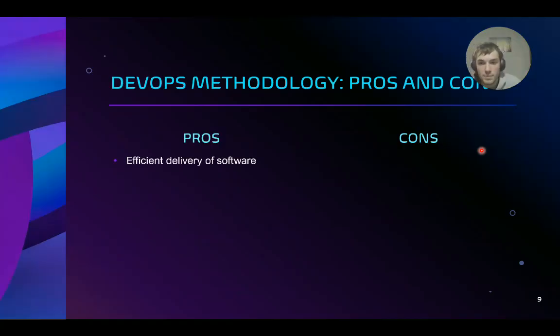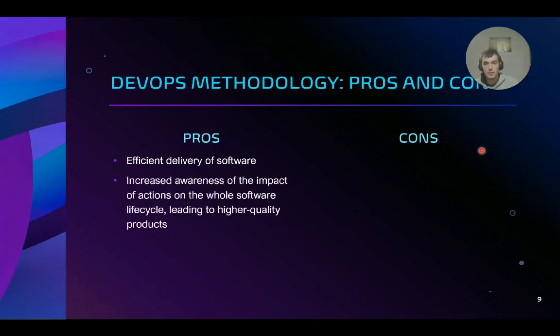Some pros and cons of DevOps. The number one pro that is cited over and over again is that it's efficient. It focuses on getting releases to users quickly, and it focuses on fixing bugs quickly because the operations and the development teams are so intensely related. It also means that there's an increased awareness between the development team and the operations team about the impact of decisions on one another, which is going to lead to higher quality software overall.